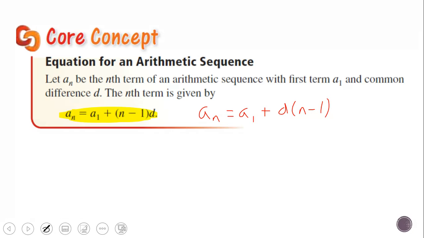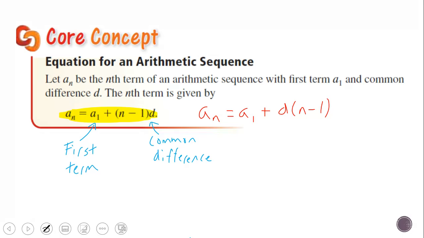Now, what do each of these values represent? a sub n represents the term that we're talking about. a sub 1, this is a key part here, is the first term. d is your common difference. Those values will always be plugged in when you're writing the formula for an arithmetic sequence. Make sure that you copy this down. a sub 1 represents the first term, and d represents the common difference.